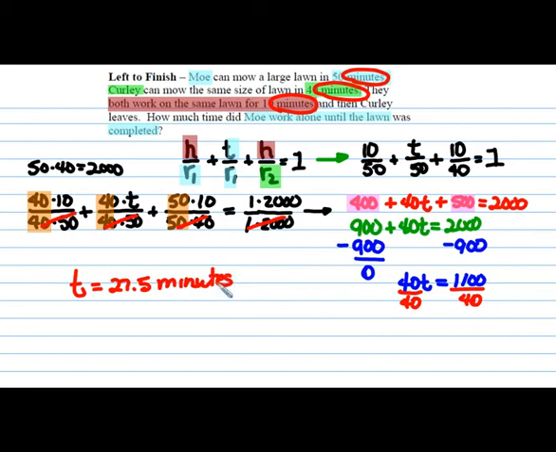Now, a good way to check your problem is to go back to your original ratio right here and put 27.5 in for t. Take 10 over 50 plus 27.5 over 50 plus 10 over 40, and what it better equal is 1. And if it does equal 1, that means you've done the problem correctly. So this is a left to finish proportion problem.